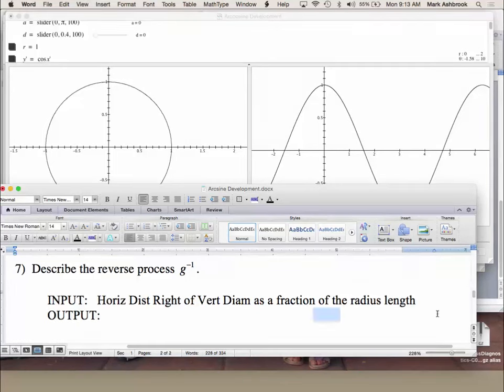Okay, output. Somebody new. In the reverse process, what will the output be? Which angle? Measure of which angle? There's a million angles we could define from a circle. So which angle are we talking about?